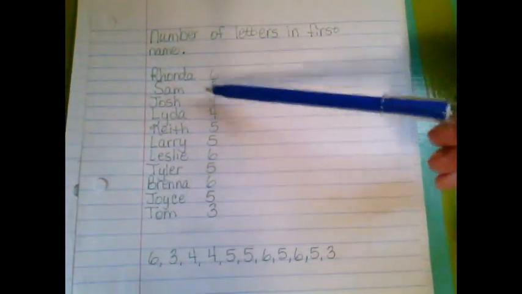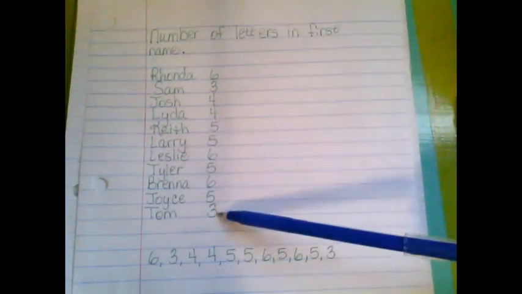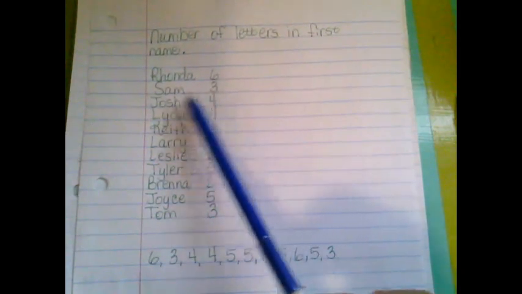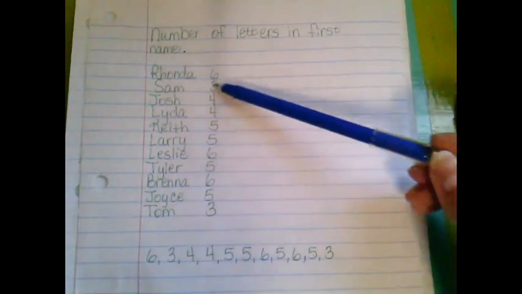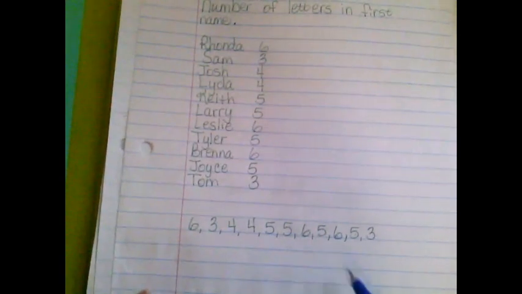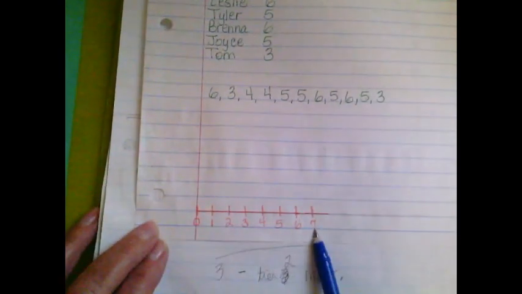So I started out with myself, my husband, my son, and on down the list. I took those numbers because there are 6 letters in my name, 3 in my husband's, so I just listed them down here. 6, 3, 4, 4. These numbers are represented right here. Then at the bottom of my page, this is going to be a dot plot now. The largest number that I have in my list here is 6. So I went ahead and started my line here with 0 and went all the way to 7.